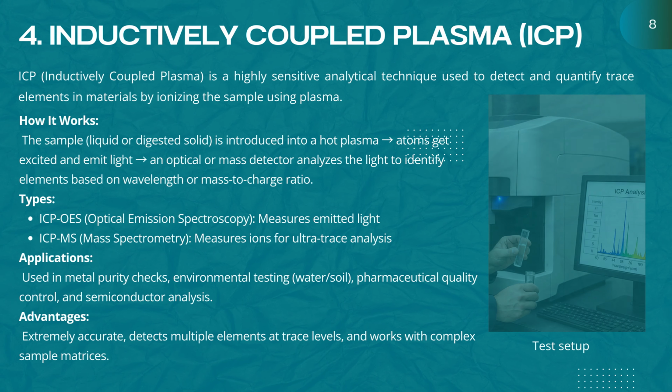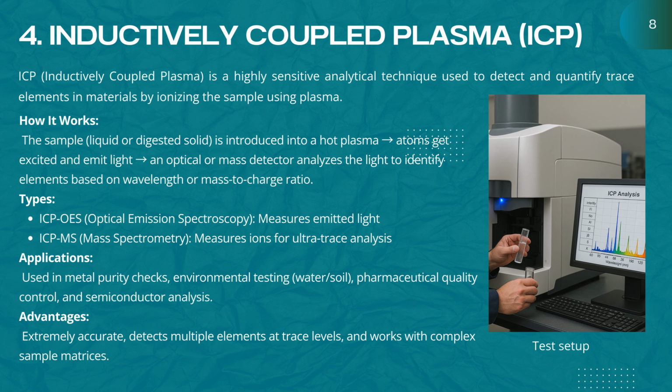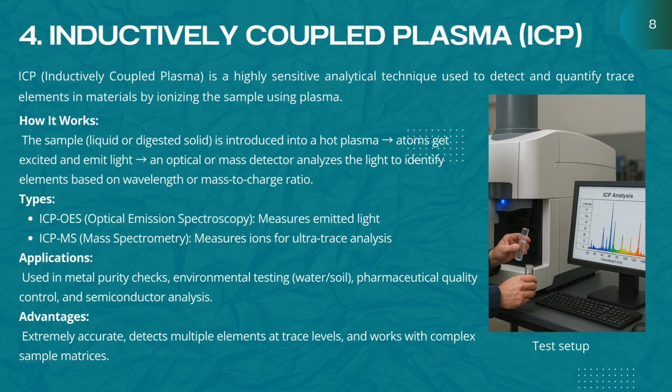This slide covers inductively coupled plasma, or ICP, one of the most sensitive techniques for detecting trace elements. Here's how it works. The sample, usually in liquid or digested solid form, is injected into a plasma torch. You can see the torch setup in the image here. The high-temperature plasma excites the atoms, making them emit light or form ions.